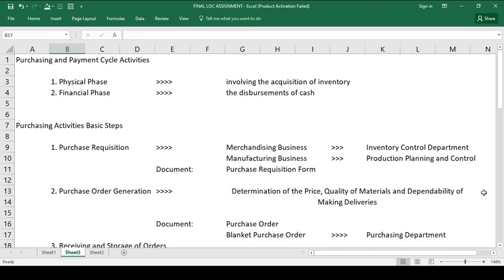So, the purchasing and payment cycle activities is divided into two phases. We have the physical phase and the financial phase. Once we talk about the physical phase, it involves the acquisition of inventory. So in the physical phase, yun yung purchasing activities. While the financial phase is about the disbursement of cash or payment of cash in relation to the acquisition of the inventory. So, yung financial phase, yun yung payment activities.